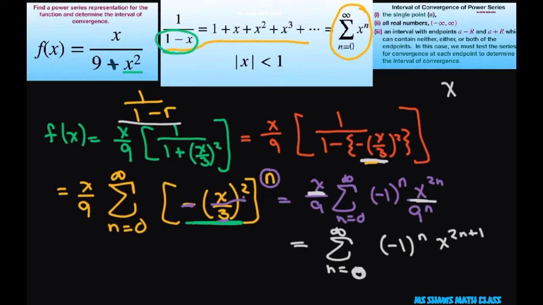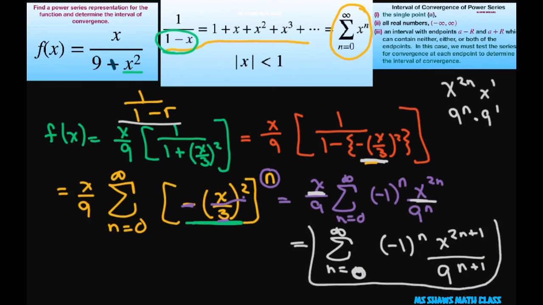This is like x to the 2n times x to the 1. So you're using your product rule. Do the same for your denominator. This would be 9 to the power of n plus 1. Again, you have 9 to the nth times 9 to the first. All right, so that's the way you want to simplify it. We want to look at it this way.